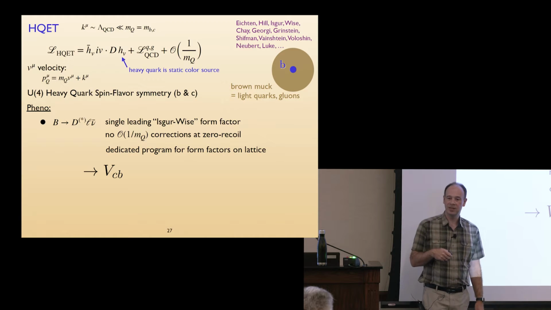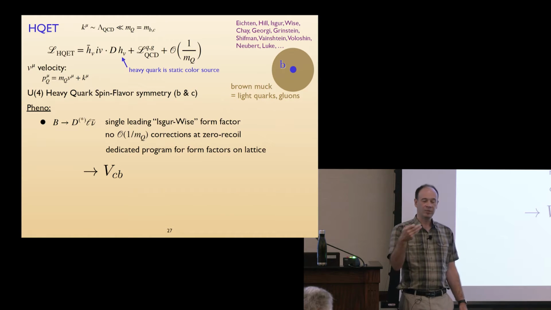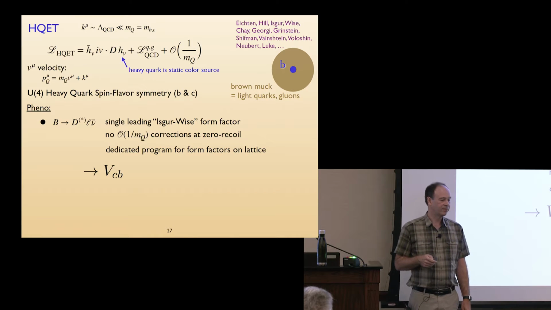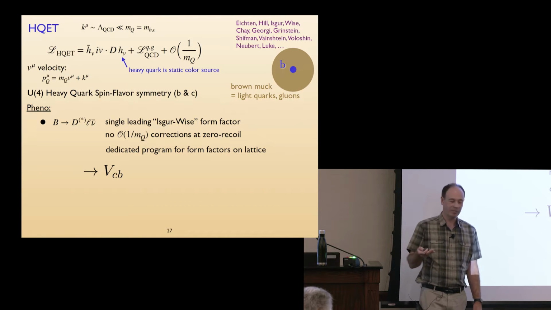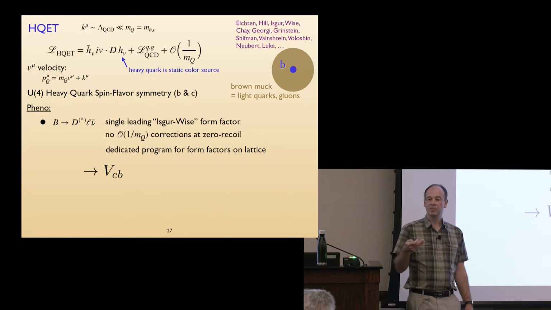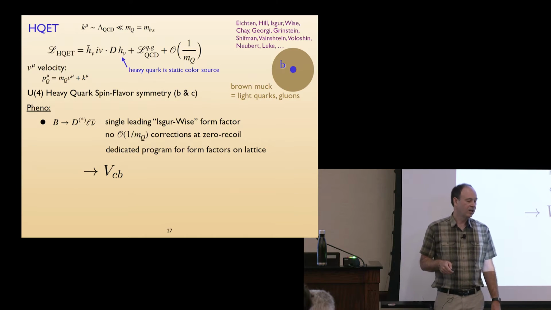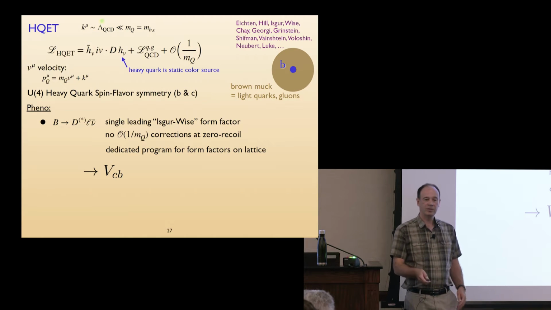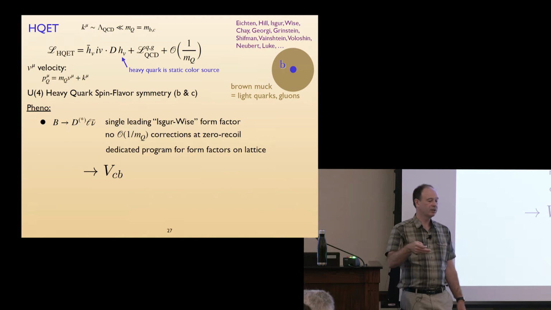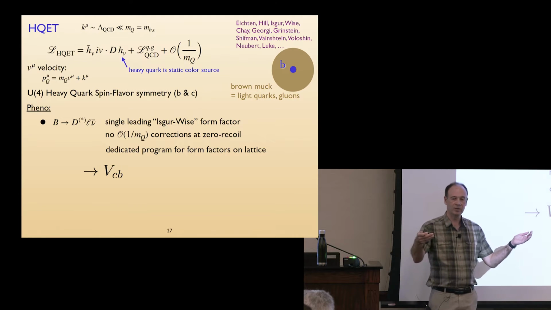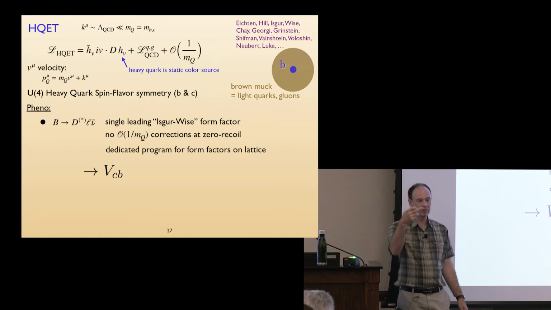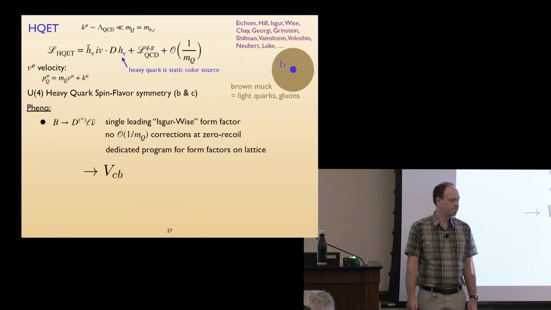It just sits at the center of the B meson and provides a color source for the light stuff. And when we do that systematically for both bottom and charm, we lose dependence on the bottom and the charm mass, and we lose dependence on the spin. So we have a U(4) heavy quark spin-flavor symmetry, and we have this effective Lagrangian here, which you can think of as having a 4-component spinor, and there's a U(4) symmetry for that 4-component spinor, which includes both flavor and spin up and down.